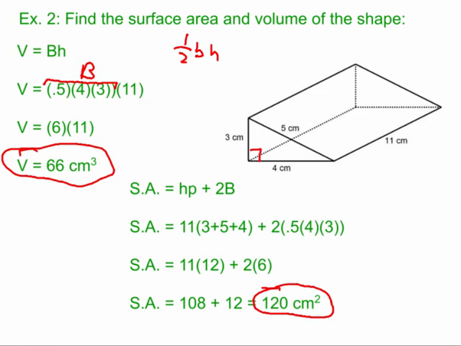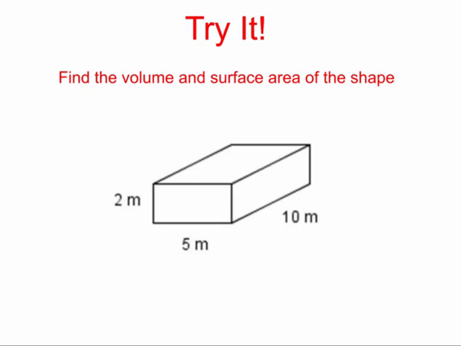So now you've seen how to do volume and surface area of the different types of prisms. And so your try it problem tonight is to find the volume and surface area of this shape here. All right, I'll give you a hint that it is a rectangular prism. So I need to find the volume and surface area of this shape.